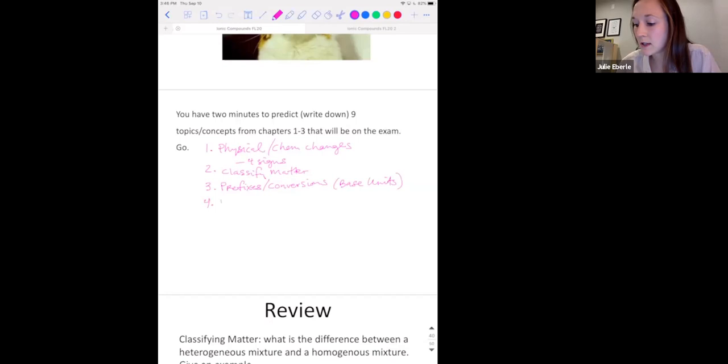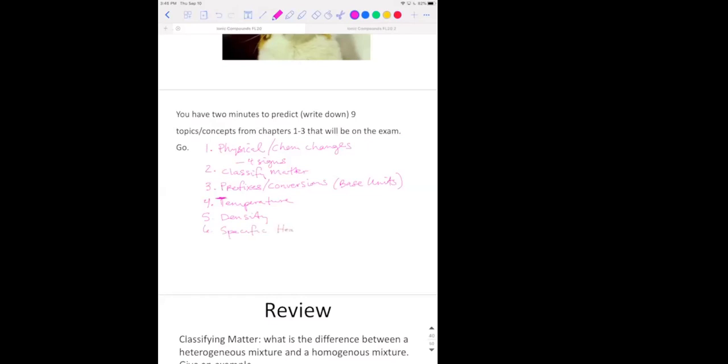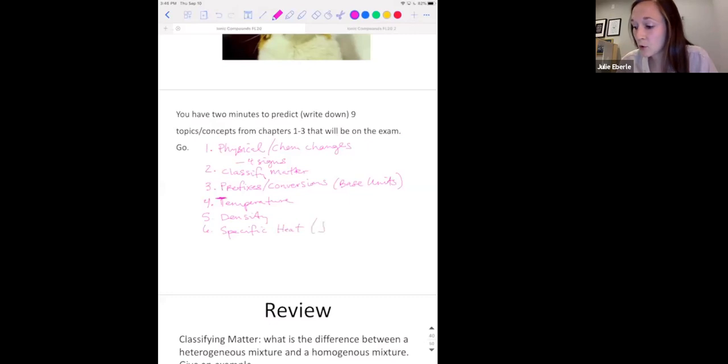What else did we talk about? We talked about temperature. We did conversions between Celsius, Fahrenheit, and Kelvin. We talked about density as well. Work density problems. We talked about specific heat. And the units for energy, joules or calories, and the relationship between joules and calories. You need to have that memorized as well. What else did we get into? Heat. Anybody else have something that I don't have just yet?